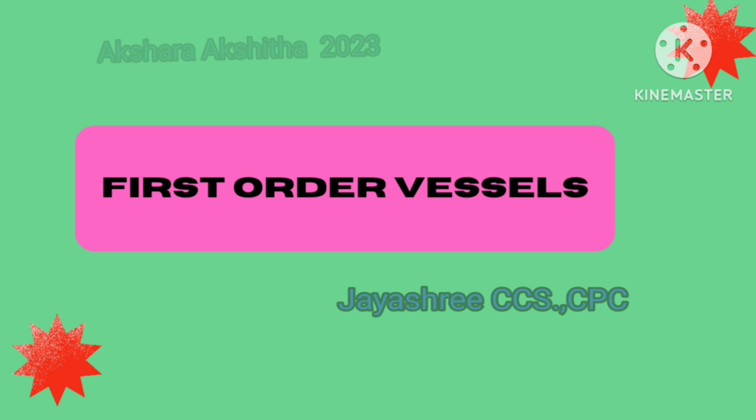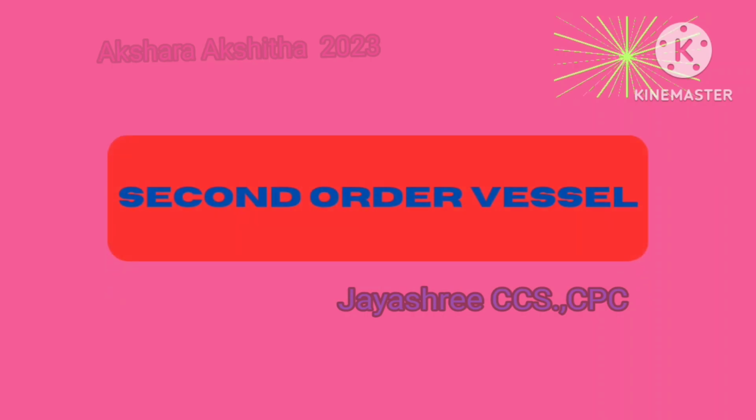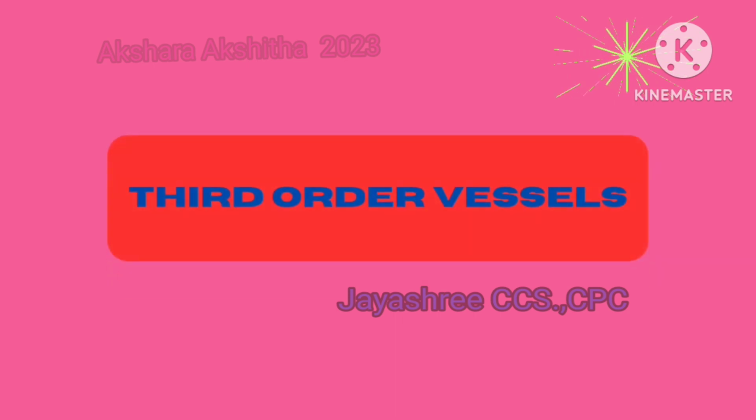So first order is the branches coming out directly from the aorta. From the first order, branches start again. The branches coming out from the first order branch are called second order. From the second order branch, branches come out again, and those branches are third order.